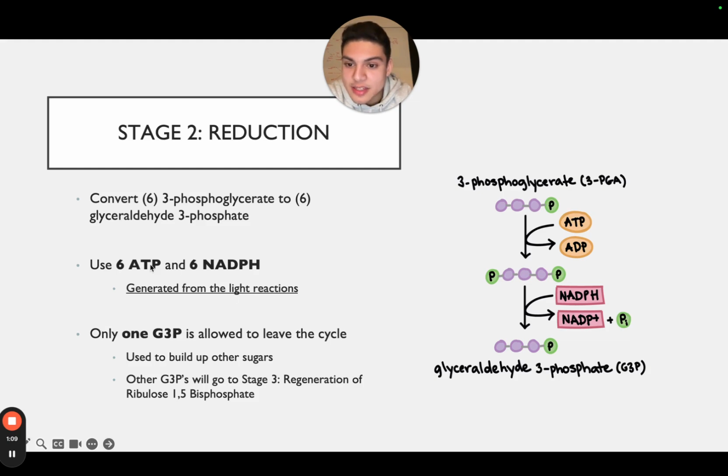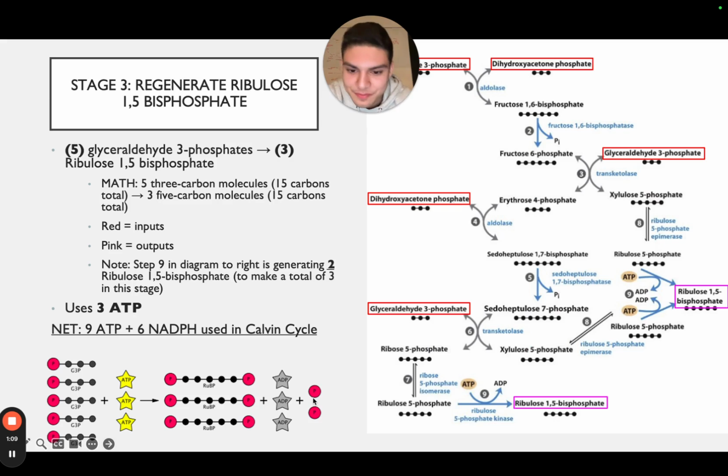And these 2 energy molecules are generated from the light reactions. Without the light reactions, we don't have this occurring. And only 1 G3P, because we're going to form 6, only 1 of them is allowed to leave the cycle. And the other 5 are used to build up the ribulose 1,5-bisphosphate, sorry. And yeah. So moving on to stage 3.